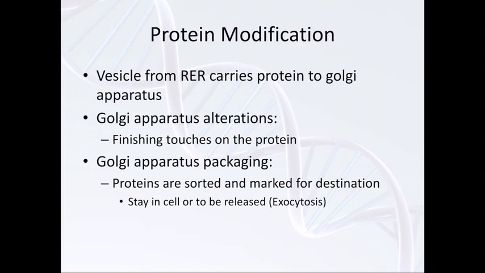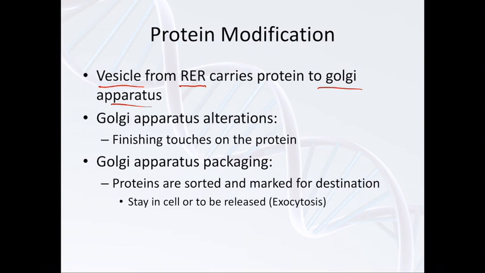So last step, protein modification. That newly formed polypeptide is going to be wrapped in a vesicle, carried from the rough ER to the Golgi apparatus. The Golgi apparatus is going to put some finishing touches on the protein. Sometimes this means cutting some amino acids off. Sometimes this means adding a carbohydrate or other things, getting that protein just how it needs to be. And then the Golgi apparatus will package the protein, sort it, and mark it for its destination.